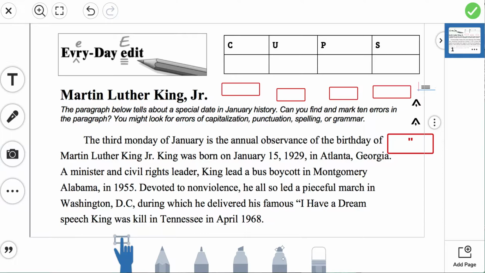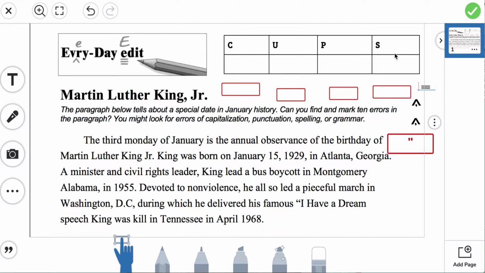There's 10 of them. And whenever you edit, you always look at the acronym CUPS, because for every error that we edit, it's either dealing with words that need to be capitalized, verb usage, punctuation, or spelling. So let's begin. The first thing you do before you start looking for the errors is you have to read the paragraph. And once again, this is nonfiction, meaning it's true. It's a true account of someone's life. It's a biography, Martin Luther King's life story.